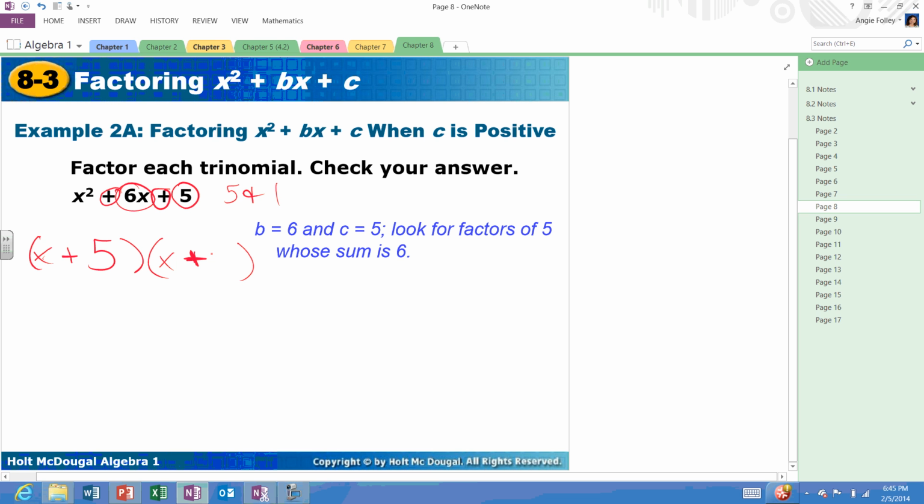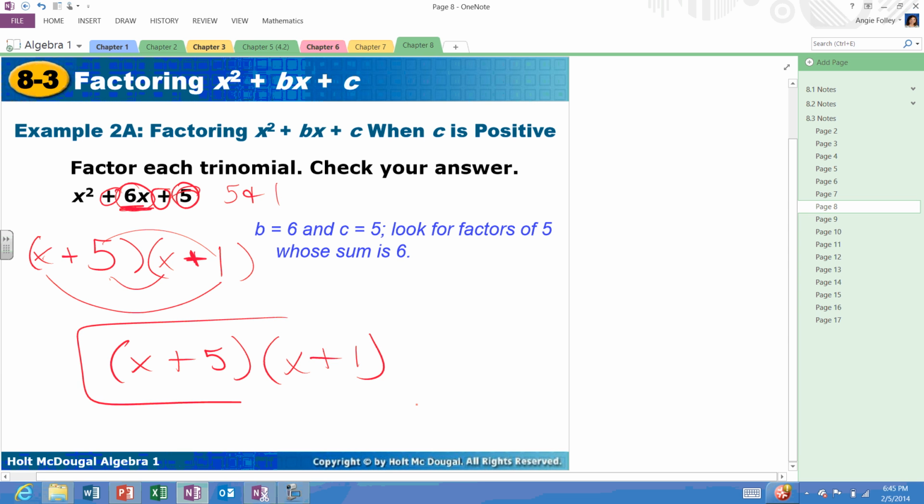So let's try that. If I FOILed this back, I'd get x squared. My inner would be 5x, and my outer would be 1x. Does 5x plus 1x equal 6x? Yes, it does. And then our last, 5 times 1, is 5. So the factored form of this trinomial is x plus 5 and x plus 1.